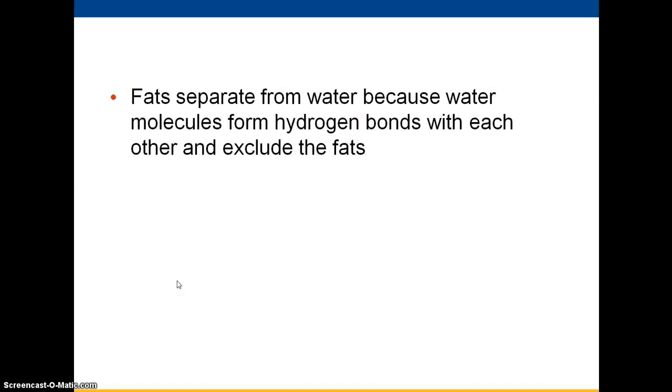It's important to remember that the unifying feature of all lipids is that they are hydrophobic or repelled by water. And the reason that fats separate from water is because of the uneven distribution of charge in water. This results in hydrogen bonding, which excludes the nonpolar fats.